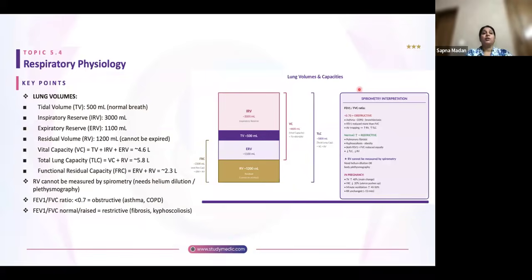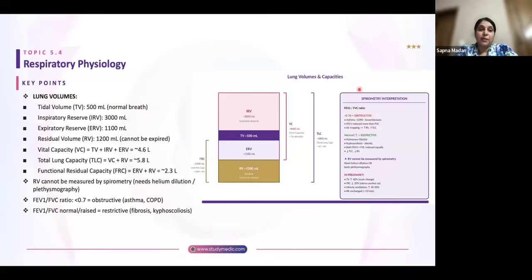All right, coming to the respiratory physiology. So lung volumes are a frequently asked and a favorite question of the examiners. So we need to know what are the lung volumes which are going to increase in pregnancy, what is going to decrease in pregnancy. But before that, we need to know what is the normal lung volume.